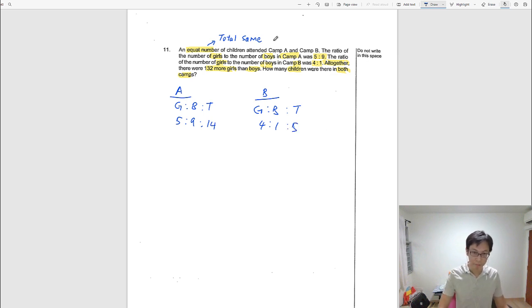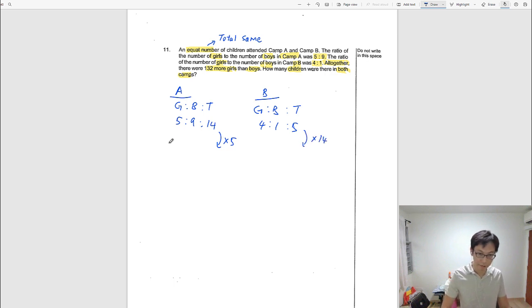Alright, and since we know we have to make the total the same, how do we make 14 the same as 5? We will need to find the multiple of 14 and 5, correct? Which is basically just 14 times 5, right? Which is 70. Okay, so what we do here is we times 5 over here, and here we times 14.